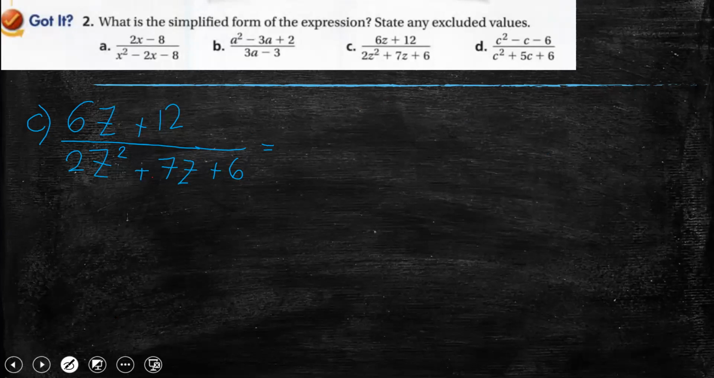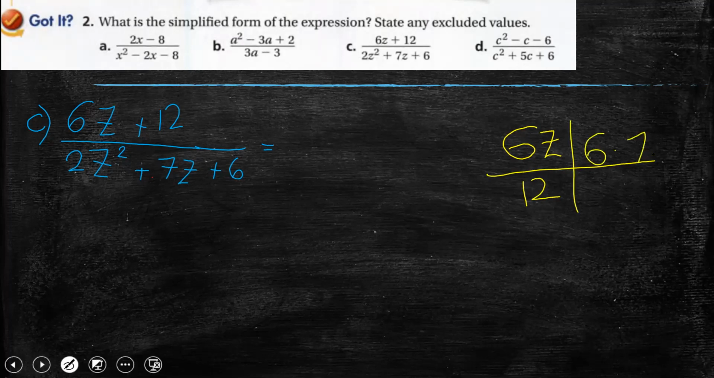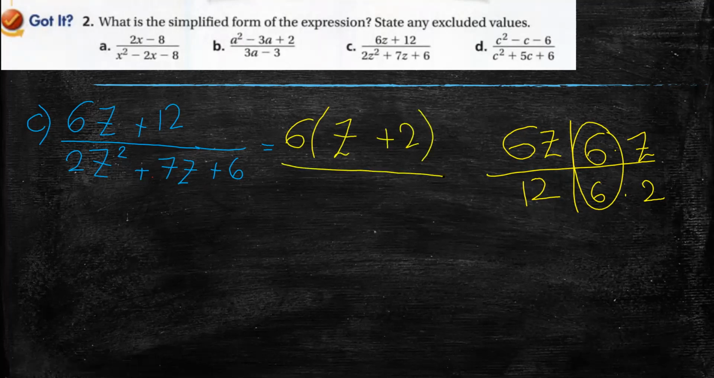Okay. Let's start now here with the numerator. Here, as you see in the numerator, let's take 6 as a common factor because we have 6z and 12. So we have 6 times z. Here we have 6 times 2. So the common factor here is 6. So what did we have left? We have z plus 2. Now, let's look at the denominator.